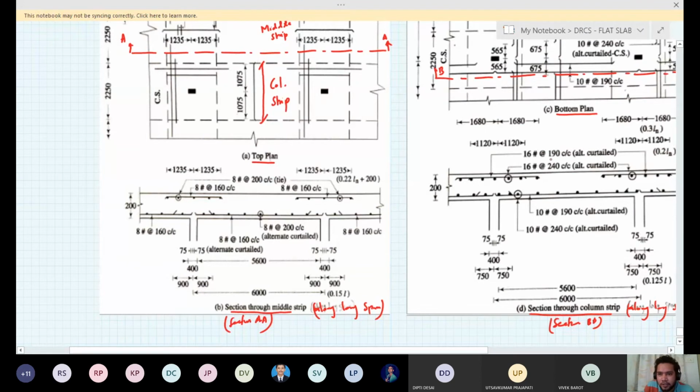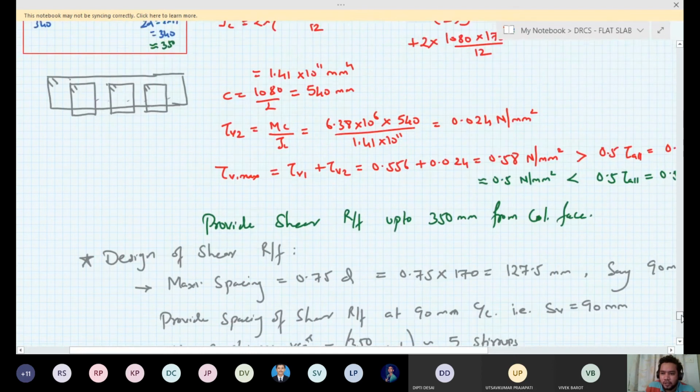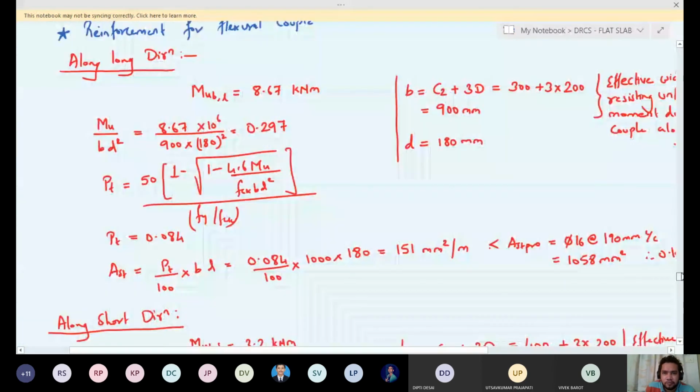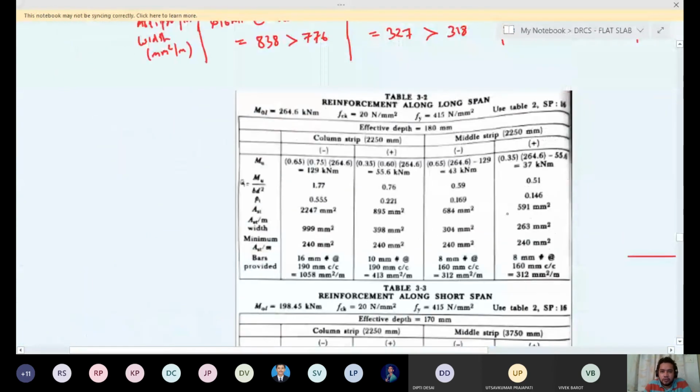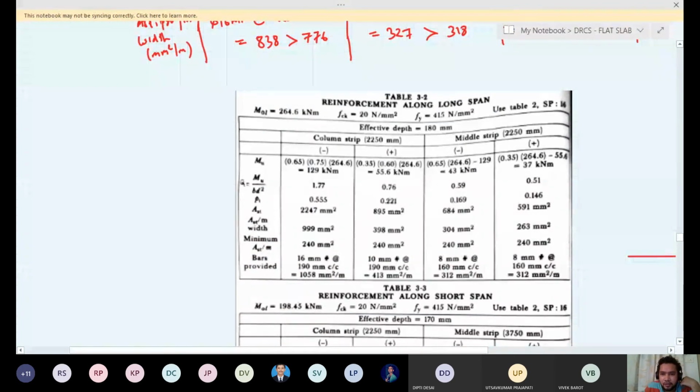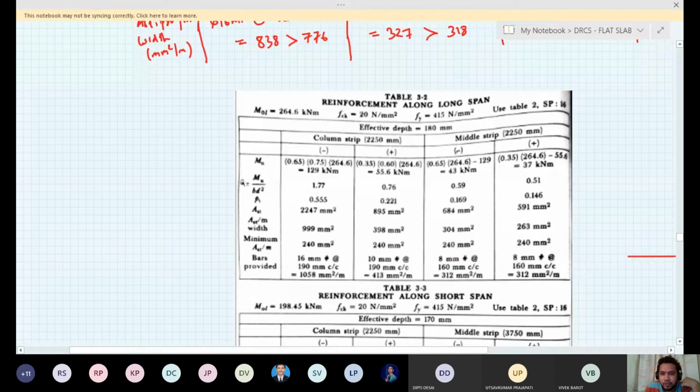16 dia at 190 center to center on the top, and 10 dia at 190 center to center at the bottom. Okay, so this is along the column strip. And along the middle strip, it is 8 dia 160, negative in the middle strip, the negative reinforcement at the top, and this will be at the bottom.